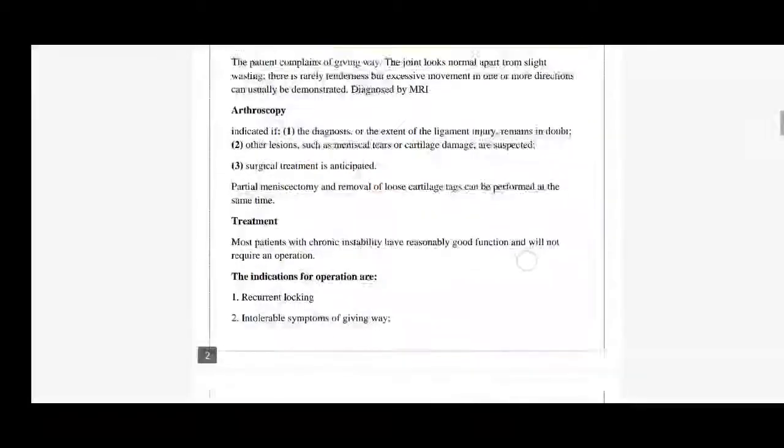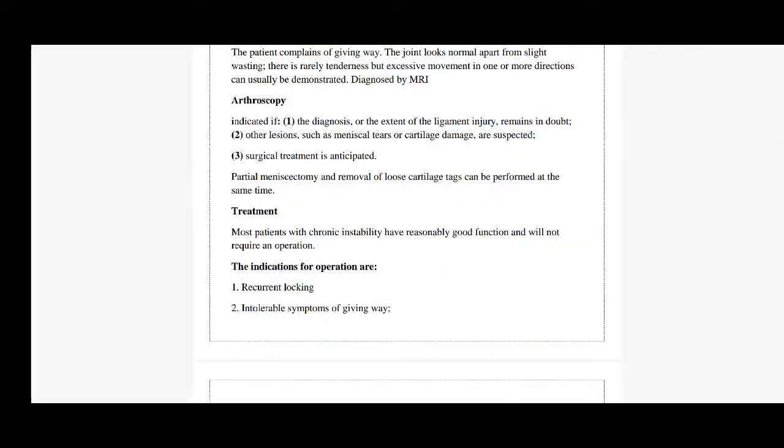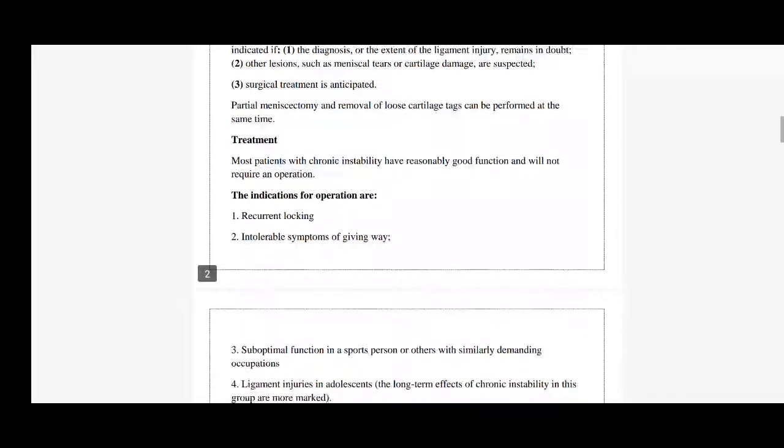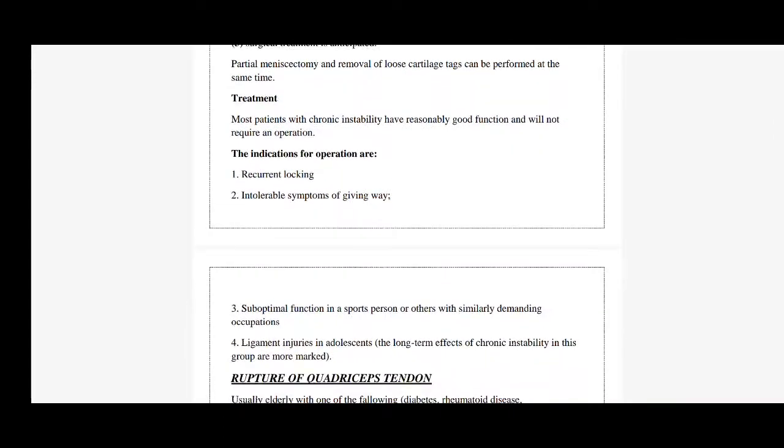Treatment of chronic ligamentous injury. Most patients with chronic instability have reasonably good function and will not require an operation. Indications for surgery for ligamentous injury, namely the ACL, are recurrent locking in professional athletes. Some say that repeated locking or giving way more than 6 times per year is an indication for intervention.